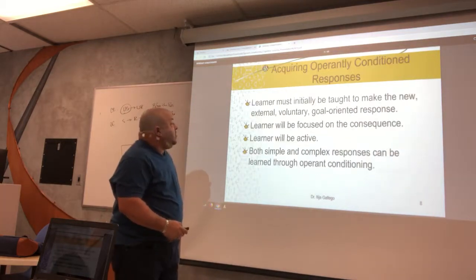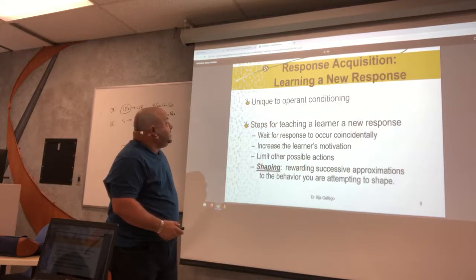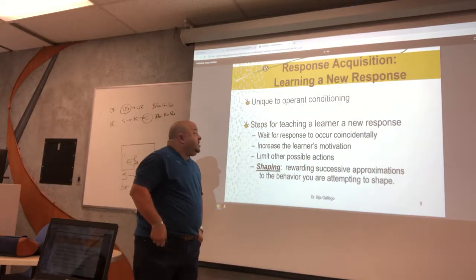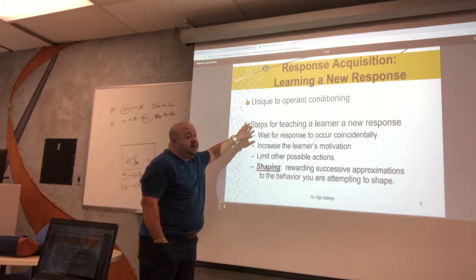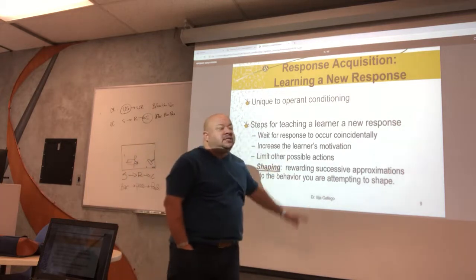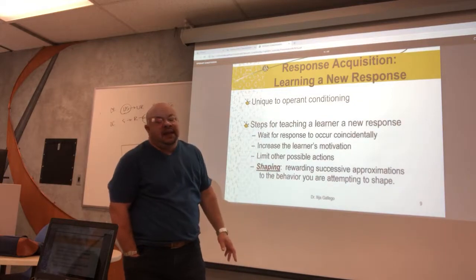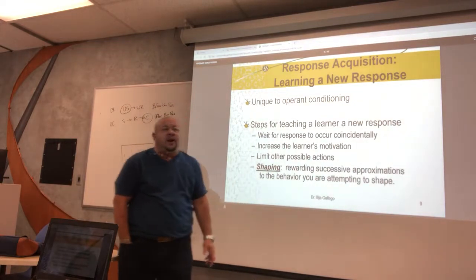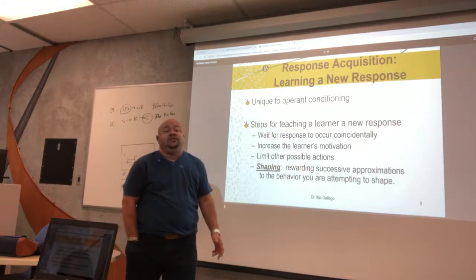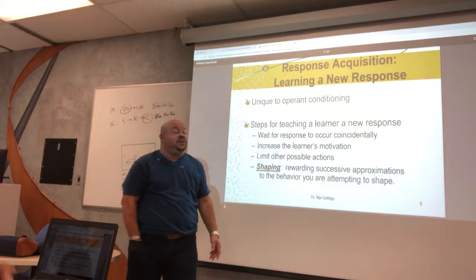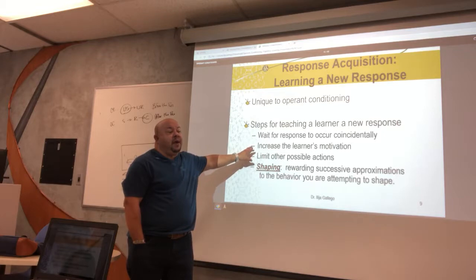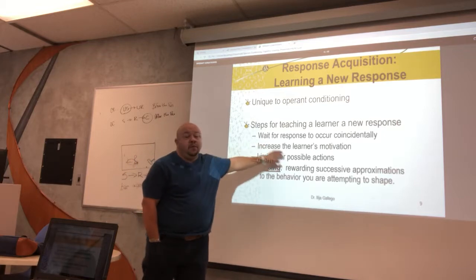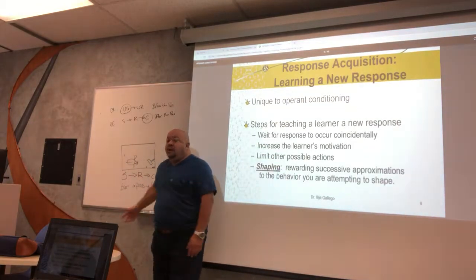Okay, so the next slide, which is 9, is talking about how response acquisition is unique to operant conditioning, because we don't have to teach these new responses. In classical, the response is something you already know how to do. You just do it in response to a different stimulus. In operant, we have to teach a brand new response. So for example, we want to teach the rat to press the bar, okay?